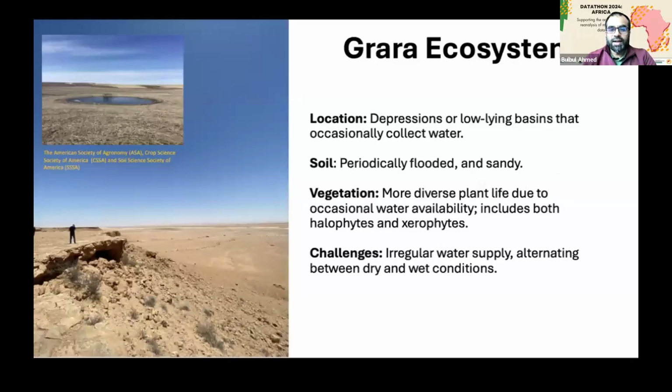Then Grara, we called it low-lying basins because occasionally after the rain it holds some water, if you can see in the figure here. But in the dry season, you will see maybe nothing there.